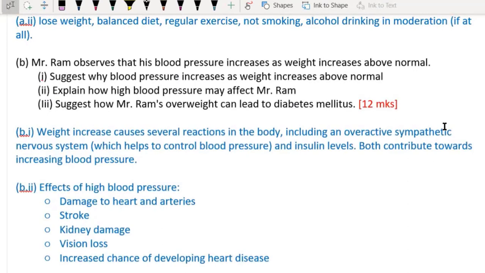So why does weight increase lead to increased blood pressure? Well, because your blood pressure is controlled by a lot of things. One of them is actually your sympathetic nervous system. That's the nervous system that is not under your conscious control, but that controls things like your blood pressure and your heart rate. Your body seems to respond to weight increase like a stress response. So when you put on weight, your sympathetic nervous system gets overactive and then works to increase your blood pressure.